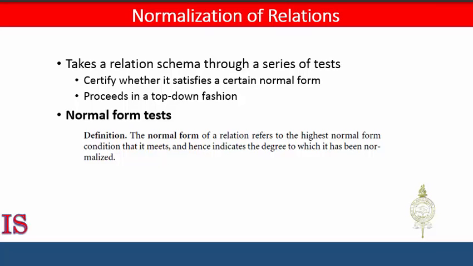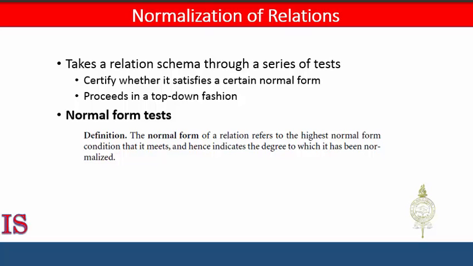Normalization of data can be considered a process of analyzing the given relational schemas based on their functional dependencies and the primary keys to achieve the desirable properties of 1, minimizing redundancy, and 2, minimizing the insertion, deletion, and update anomalies. It can be considered a filtering or purification process to make the design have successively better quality. Unsatisfactory relation schemas that do not meet certain conditions, the normal form tests, are decomposed into smaller relation schemas that meet the tests and hence possess the desirable properties.